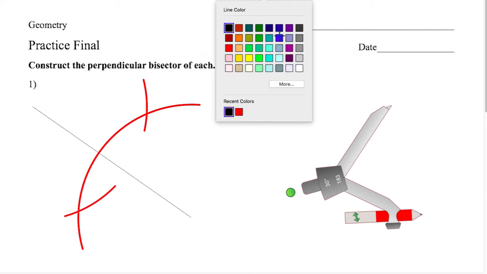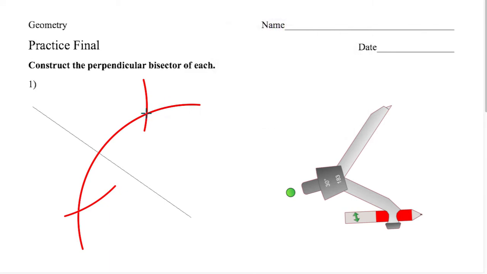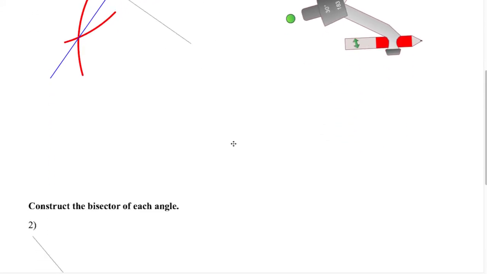Let's make that a blue line. So between here and here, exactly through that intersection. Okay, well that was a little bit off because this should go exactly through it. There it is. And then this one should go exactly through it. There's my perpendicular bisector. There's number one.